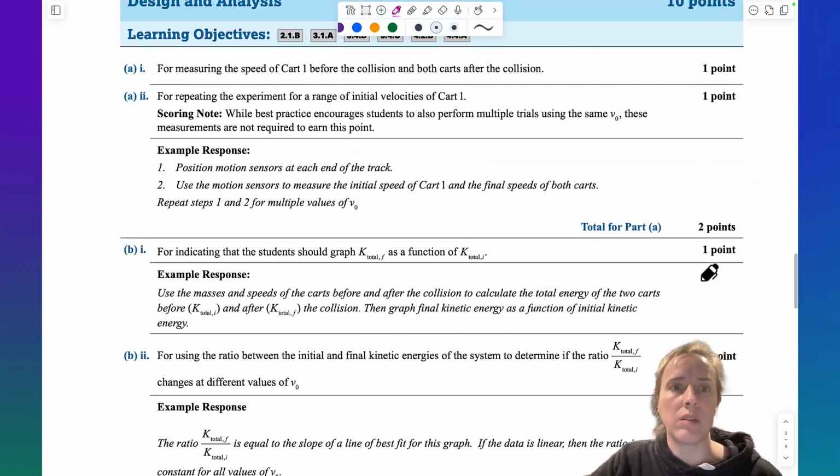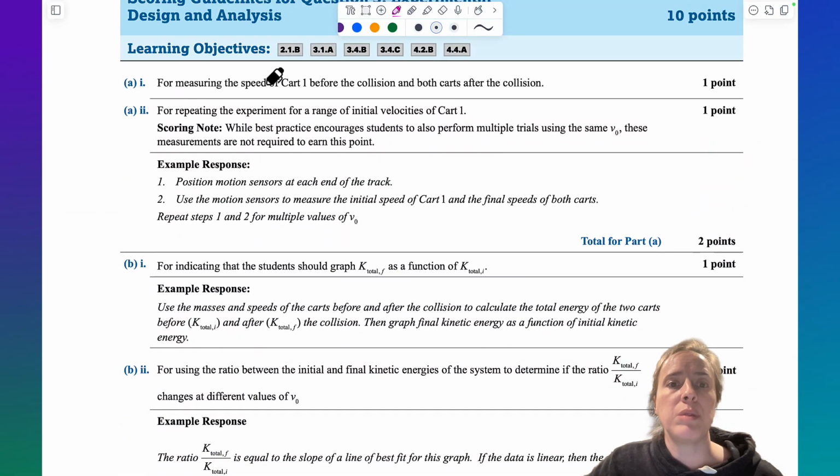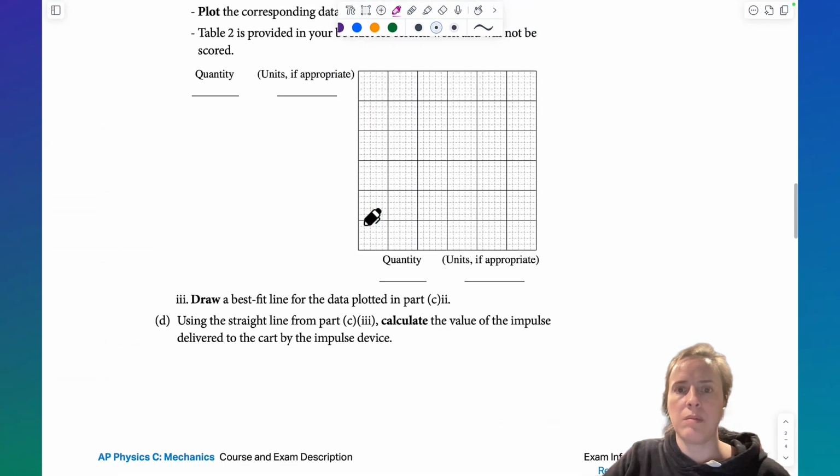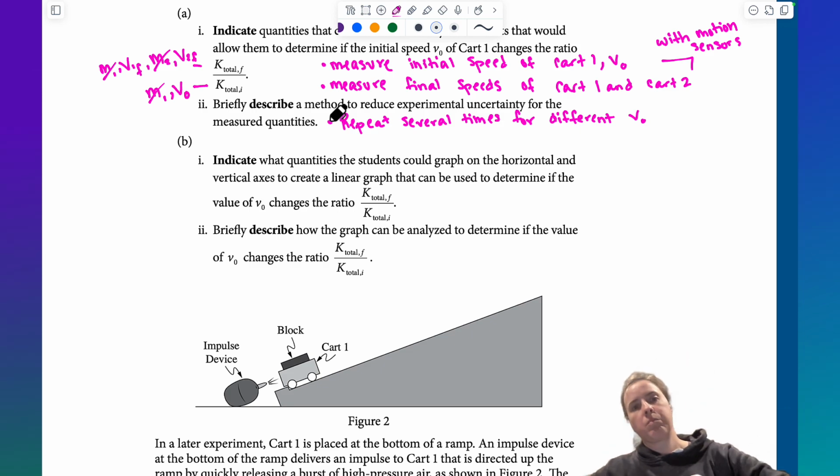Because let's look at the scoring guide for that. Measure the speed of cart 1 before the collision and both carts after the collision. Check. For repeating the experiment for a range of initial velocities of cart 1. So we changed the initial velocity, do it again. Check. That's it. The end. Notice how short this procedure is. So put motion sensors at each end of the track, measure the initial speed and final speeds, repeat for different values. That's all we need. The end. Okay? All right, now here's where it gets wild.